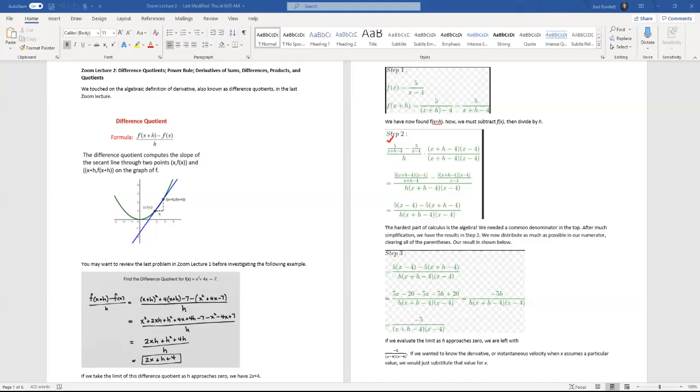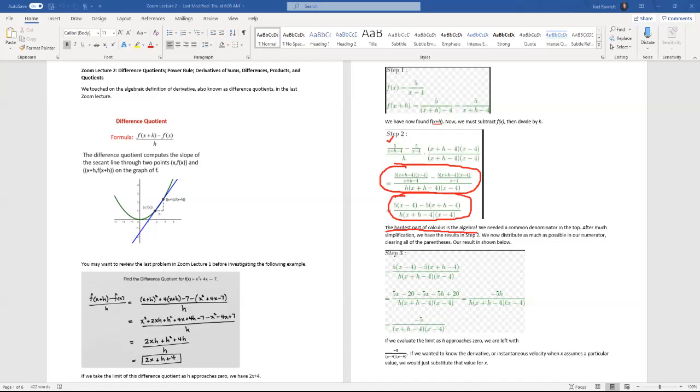And when you simplify that, you end up at this step here. And if you do the algebra simplification, you can put all of this in one fraction. And again, I emphasize here, the hardest part of calculus is the algebra.